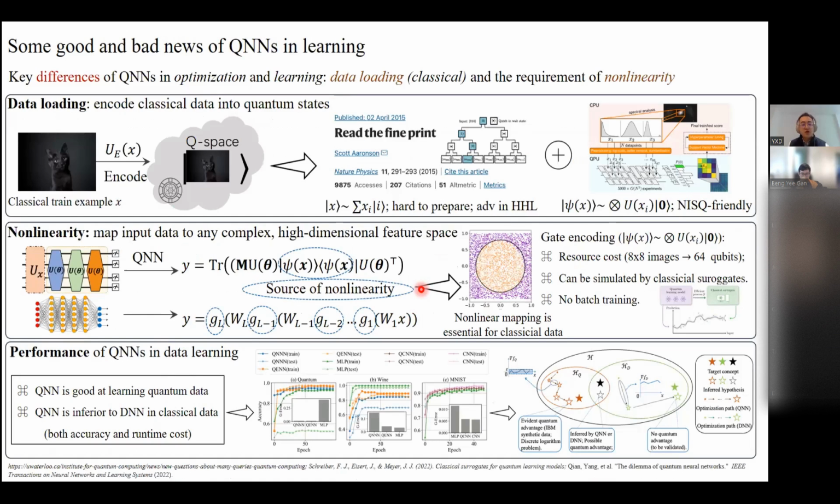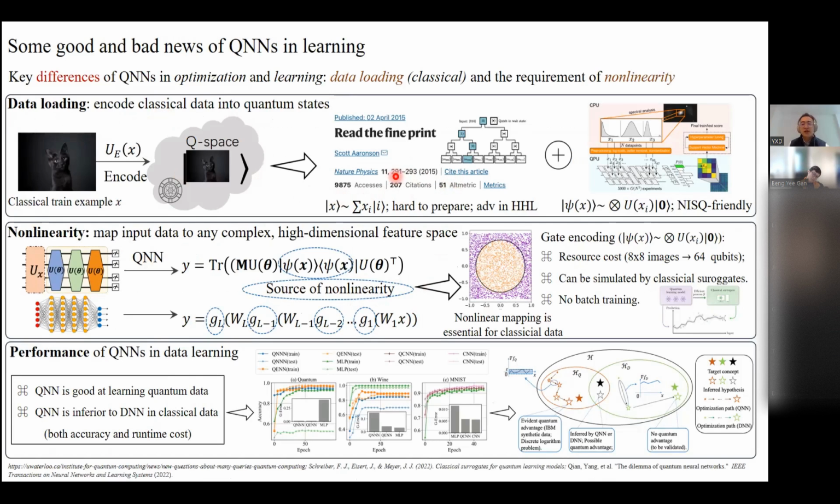But when we use quantum neural networks to solve learning problems, we encounter many issues, because the key difference between optimization and learning is the data loading problem and the requirement of nonlinearity. The data loading problem is listed here.